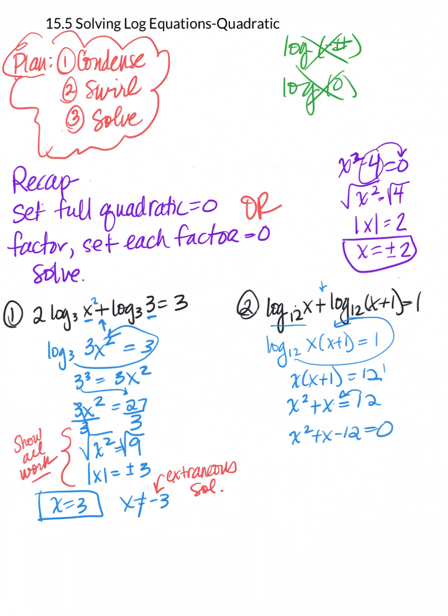Now we have a trinomial. Remember? That means we're probably going to factor. So we're going to multiply and add. So what are we multiplying? We're multiplying to get negative 12. We are adding to get a positive 1. Hopefully 4 and 3 come to mind.